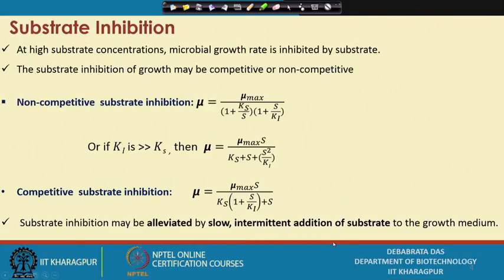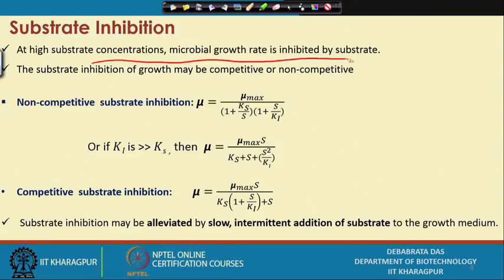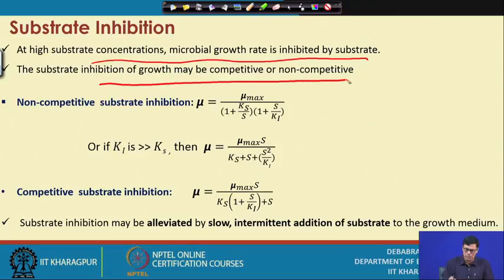Now first, let me discuss the substrate inhibition. At high substrate concentration, microbial growth is inhibited by the substrate. This is normal, as we have seen in our own case also. We human beings, when we start taking food, take excess of food, and our system also gets affected. Similar things happen with the microbial system also. And this inhibition may be of two types: one is called non-competitive inhibition, and another is competitive inhibition.